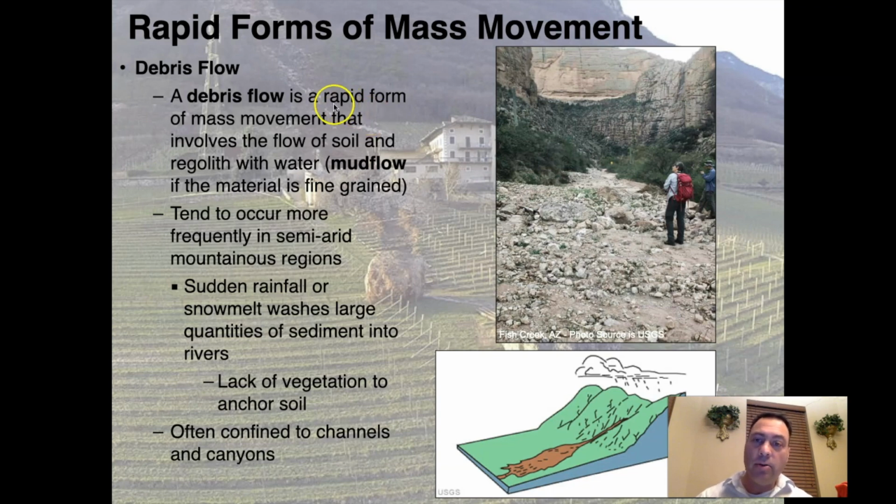So a debris flow is another extremely rapid form of mass movement that involves the flow of soil and regolith with water. So it's a mud flow if the material is fine-grained. If you remember, mud is defined as silt and clay when we talked about sedimentary rocks earlier in the lecture series. They tend to occur more frequently in semi-arid mountainous regions, and we'll get into this here in a moment.